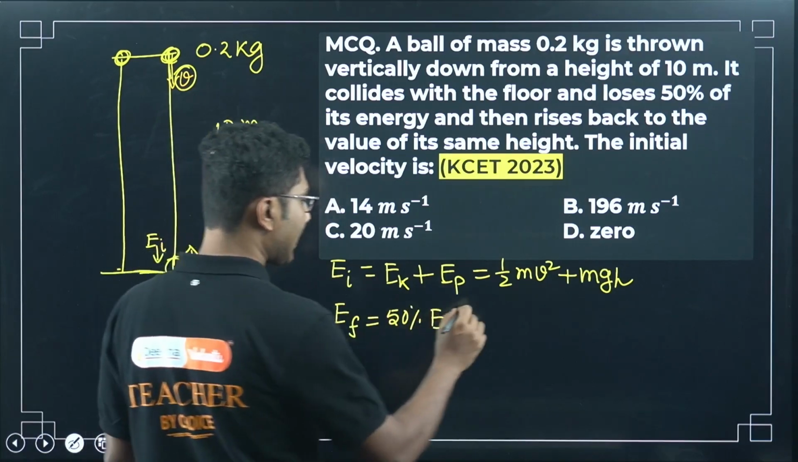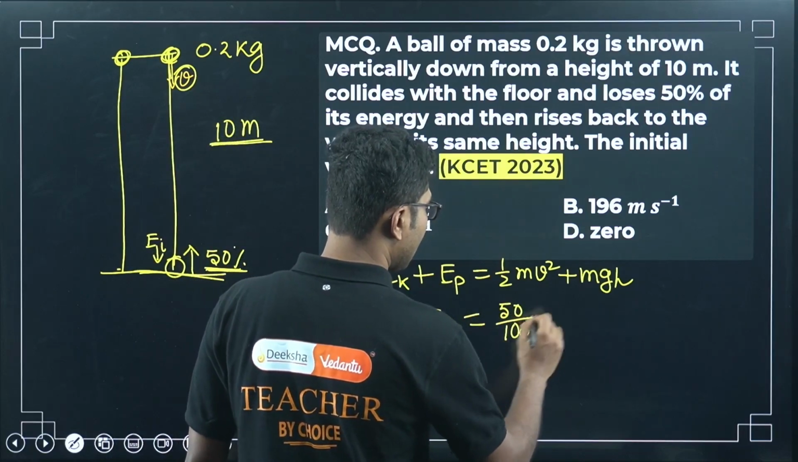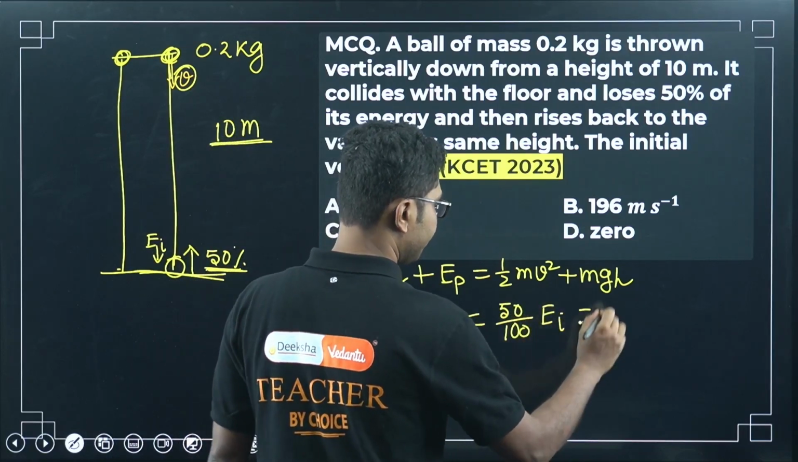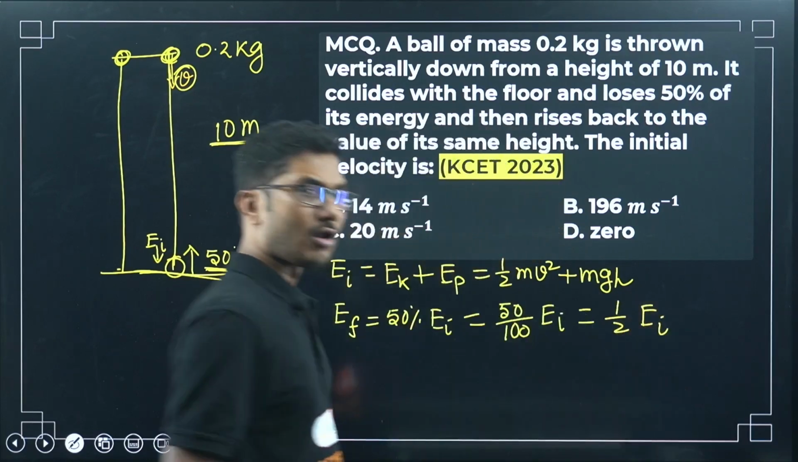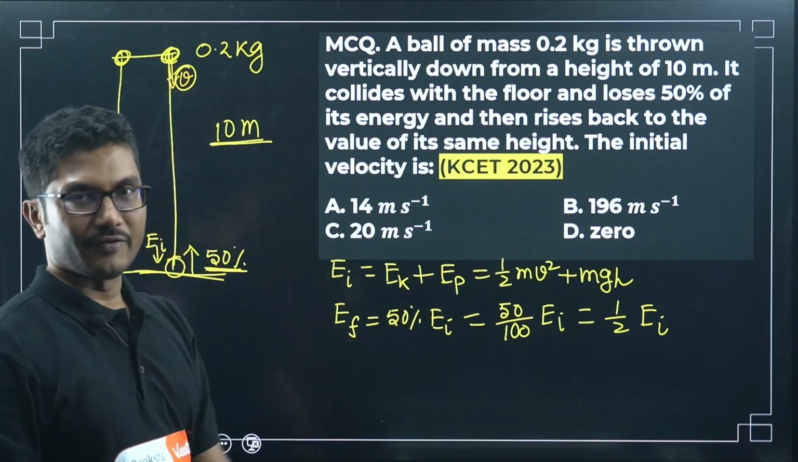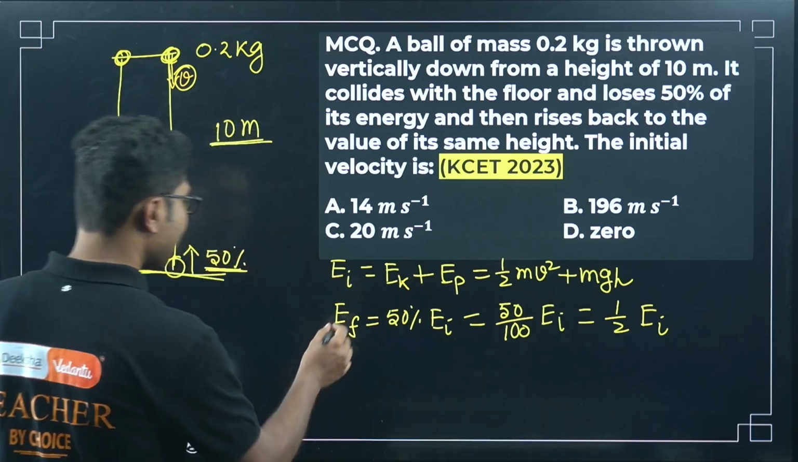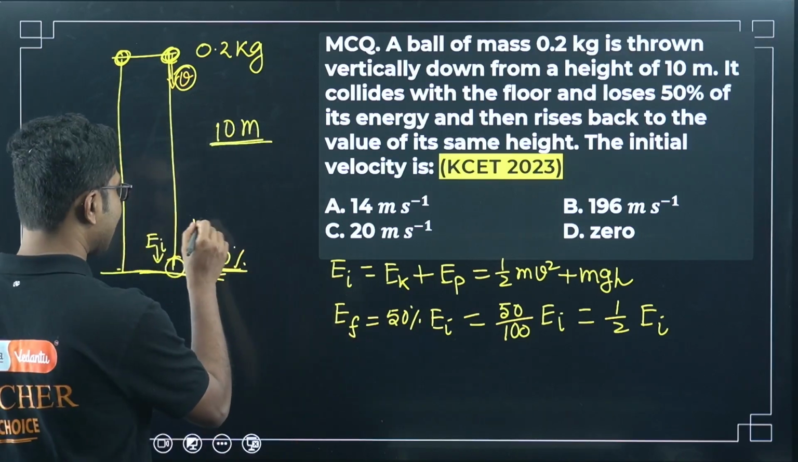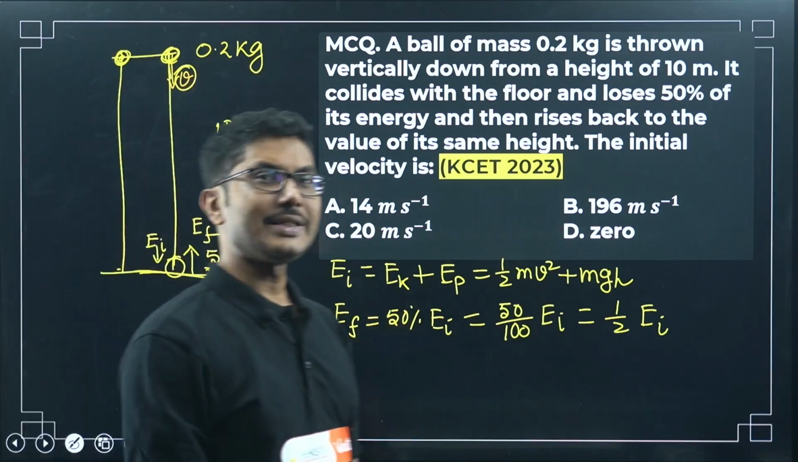What is the meaning of that? 50% means 50 by 100 of initial energy. That is half of initial energy. 50% loss means it will be halved, okay? So now, after it has this final energy, say EF, it reaches the same height.